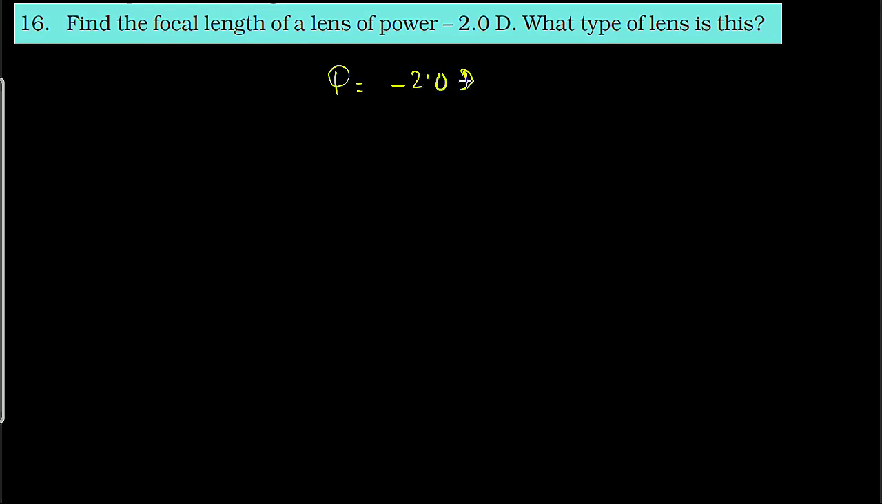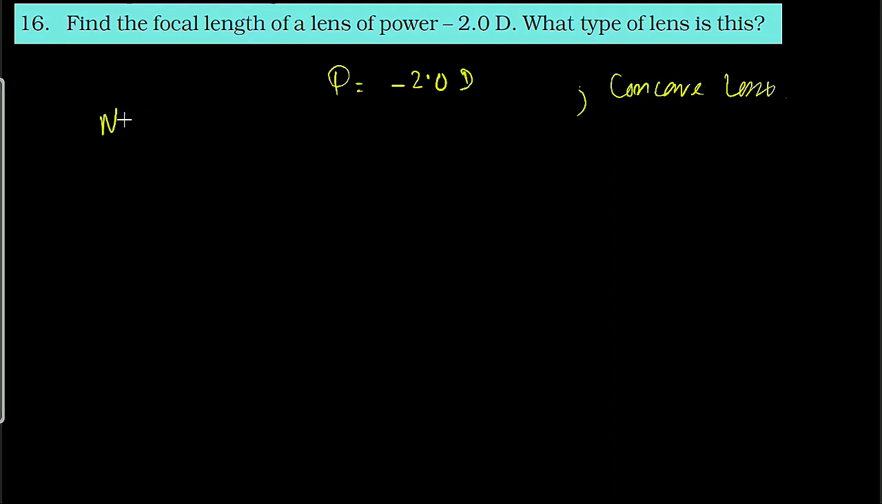Tell me one thing, a little while ago we discussed the power. I told you that if the power is negative, what type of lens is it? The lens will always be a concave lens, right? If the power is negative, the lens is going to be a concave lens. If the power becomes positive, the lens is going to be a convex lens.